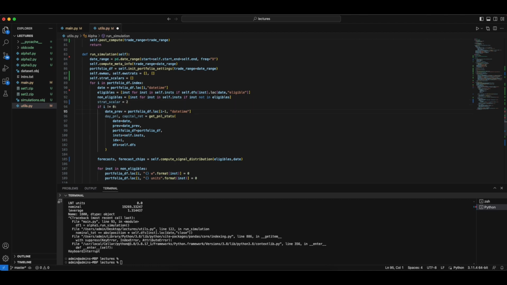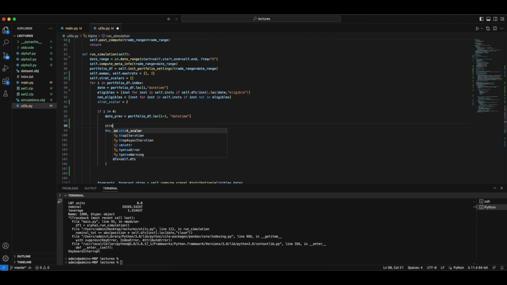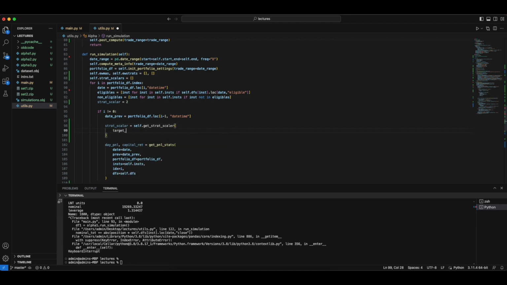But if we are past the first day, then we want to actively compute a new scalar depending on the historical realized volatility for our strategy. So scalar. This thing should take in our target vol, which is sub.preferred vol. It should pass in our exponentially weighted moving averages. And then it should take in our previously used strategy scalars. So we need to implement this function.